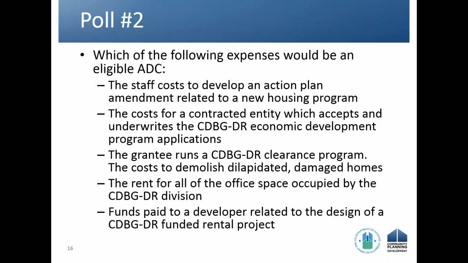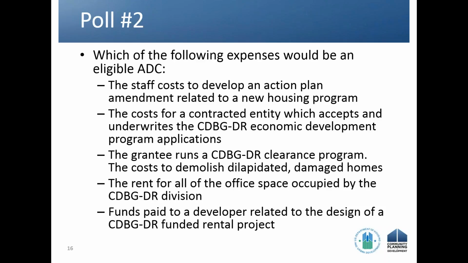The second one, the cost for a contracted entity which underwrites a CDBG-DR economic development program application. Is that activity related to delivering a specific project or program? Yes, it is, right? It's related to your economic development program. And is it being undertaken by the grantee or a subrecipient or on their behalf? And the answer, of course, is yes, right? We have a contracted entity working for the grantee who is doing the underwriting on their behalf. So that second one would be an eligible activity delivery cost.